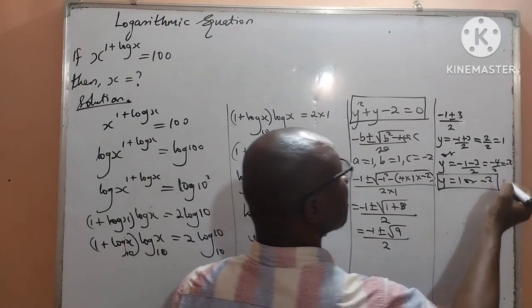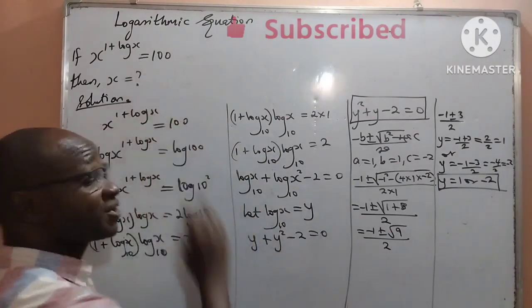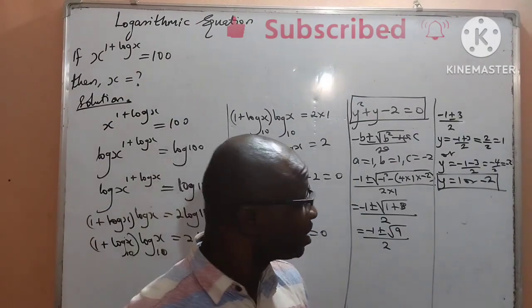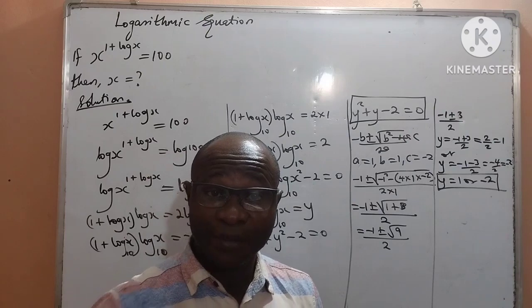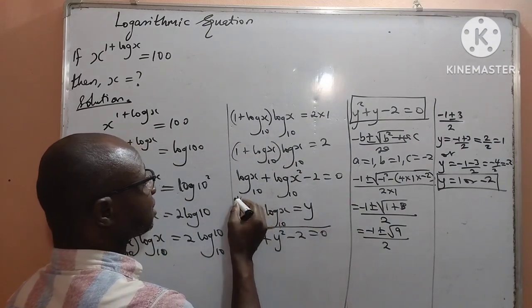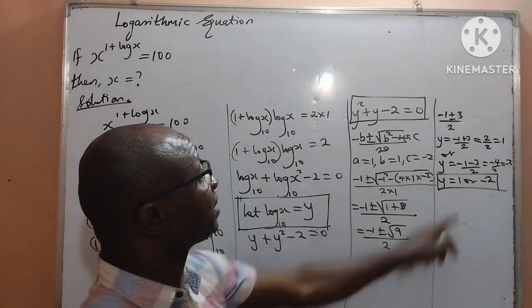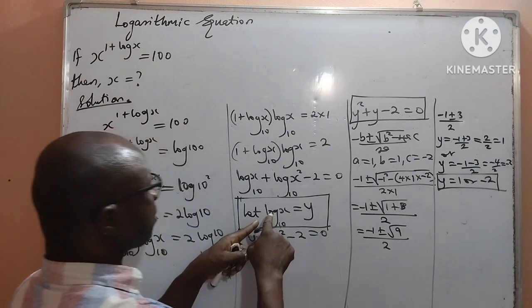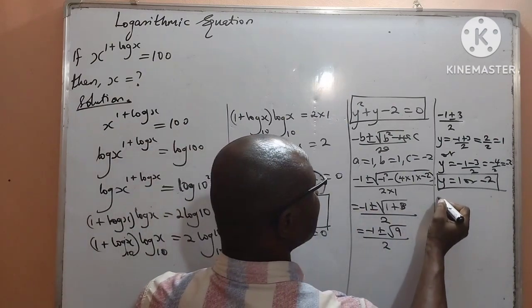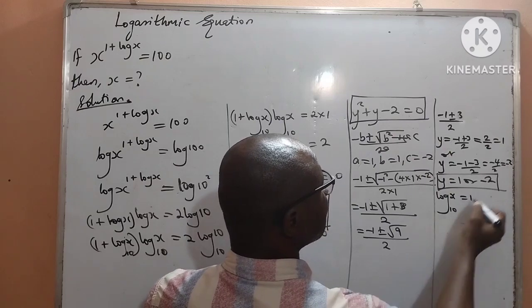But then that is not what we are asked to find. We are asked to find the value of x because the question is given to us in terms of x. But what we have found is y. Then recall that we said from here that the logarithm of x to base 10 is equal to y. Therefore, now that I know y, I will come back to this place and pick it. Log x base 10 is equal to y.